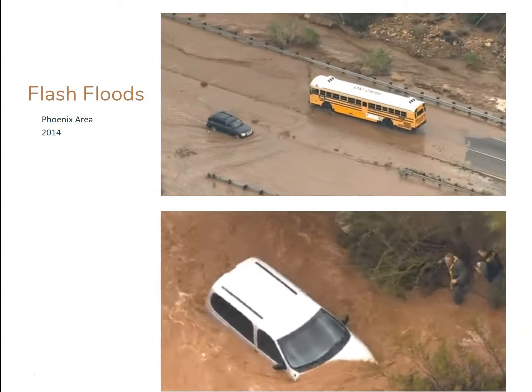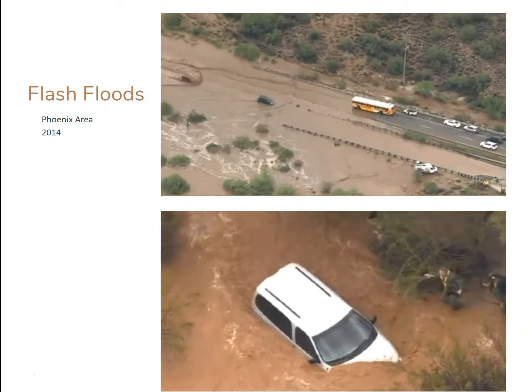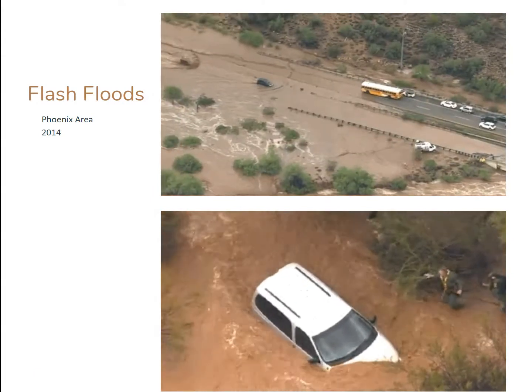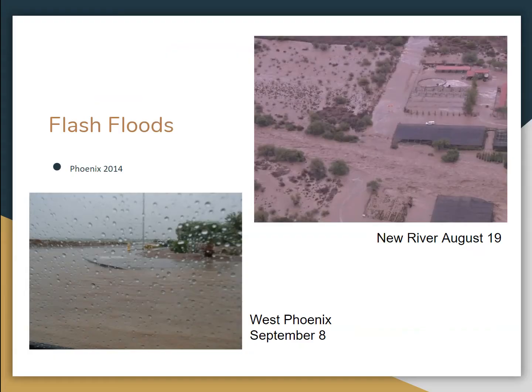Because Arizona is arid, our water doesn't soak into our soils very well, and we have very, very few soils themselves. And so we are prone to flash floods here. Here's another couple of views. On the top, this is the town of New River on August 18th. On the bottom, that's actually my neighborhood that I was trying to leave on September 8th. That's one of my own pictures.